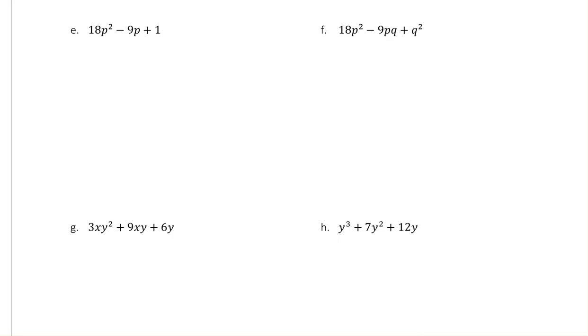So same thing with this first problem, except we have p as our variable. So we're going to factor it as we have been. Well, our a value is 18, our c value is 1. A times c is 18. What multiplies to 18 but adds to -9? Okay, those values would be -6 and -3. Same process, we're going to rewrite those into our problem.